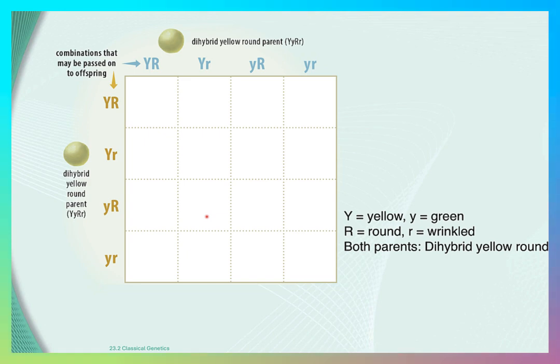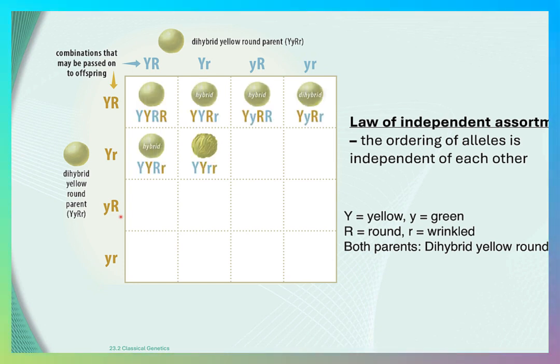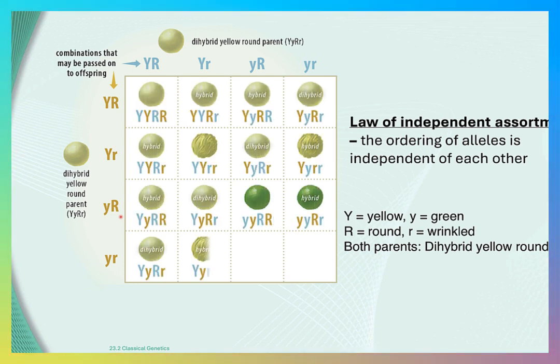But if you mate 2 dihybrids, you'll see that there are 4 possible allelic combinations for each of their germ cells. They can have both dominant traits in one germ cell, one dominant and one recessive round, one dominant and one recessive yellow, and 2 recessives. Similarly with the second parent. I'll talk about the law of independent assortment in a second, but when you mix these, you find a whole assortment of different combinations.